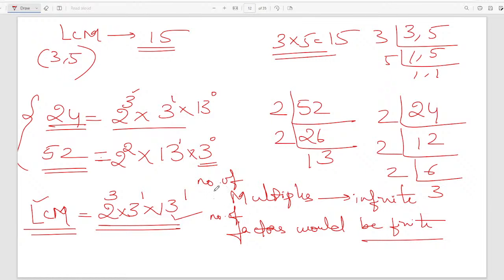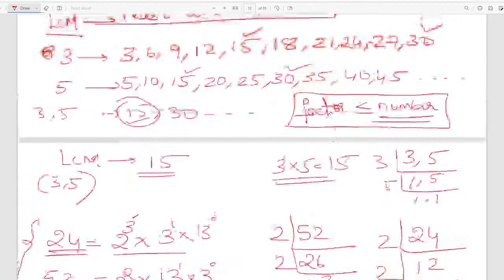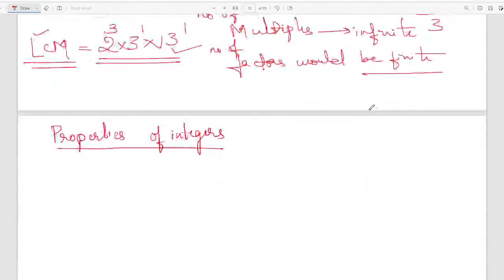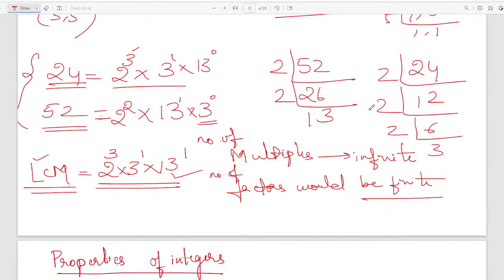So the number of multiples will always be infinite, but the number of factors will always be finite because the factors cannot exceed the given number. It should be less than or equal to that number. I hope this is clear. If you have any doubts till now, please ask.